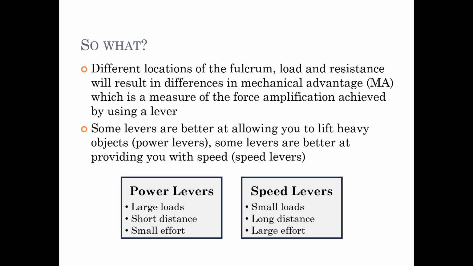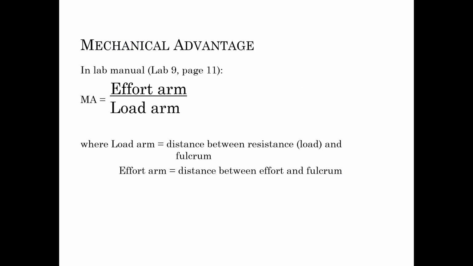Okay. Power levers require a small effort to move a very large load. Speed levers require a large effort to move a smaller load. So this is an example of mechanical advantage. As you can see from your lab manual, you can calculate mechanical advantage by looking at the ratio between the length of the effort arm to the length of the load arm. The load arm is the distance between the fulcrum and the load, and the effort arm is the distance between the fulcrum and the effort.